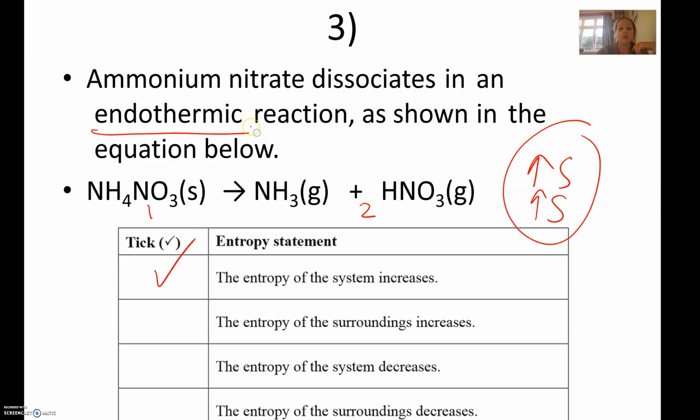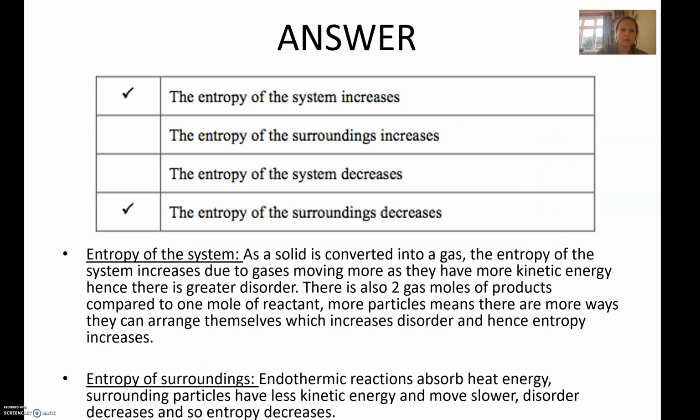It said it was an endothermic reaction. So we know endothermic reactions absorb heat energy, which means the surrounding particles will be moving slower with less kinetic energy. Therefore, there'll be less disorder and the entropy of the surroundings will decrease. I've just explained all that.